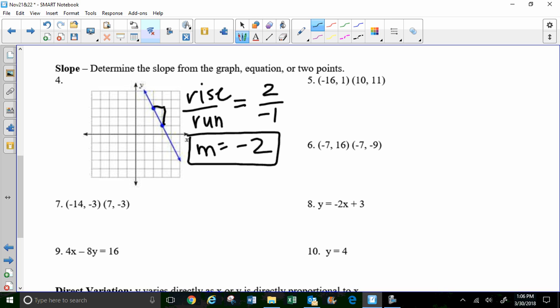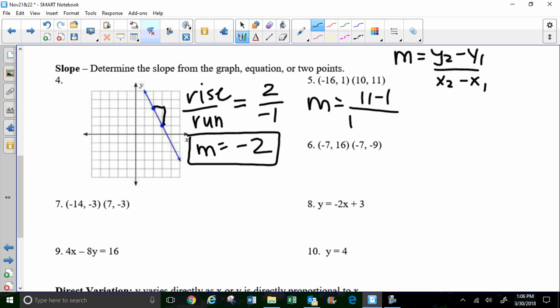If you're looking at problems like 5, 6, and 7, we're going to use our slope formula, y2 minus y1 over x2 minus x1. So go ahead and plug in 11 minus 1 over 10 minus -16. But minus negative, I always want to make that a plus right away. So that gives me 10 over 26. Always look to simplify, and if you put that in your calculator, math enter, you should simplify it to 5 over 13.